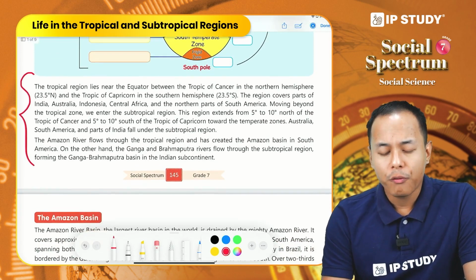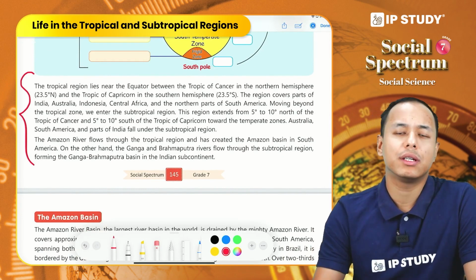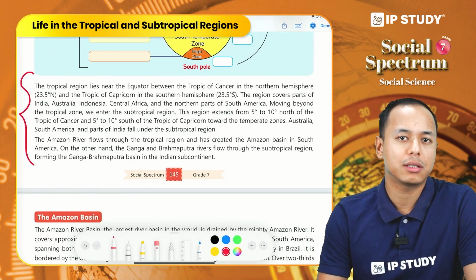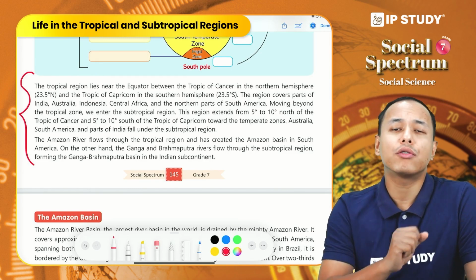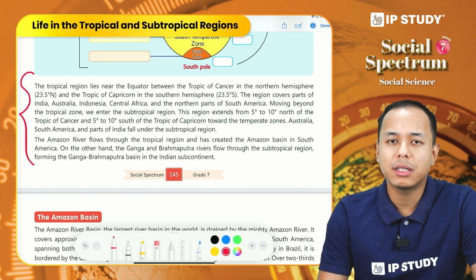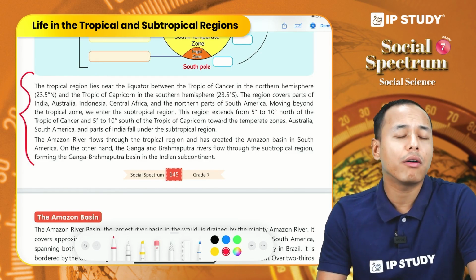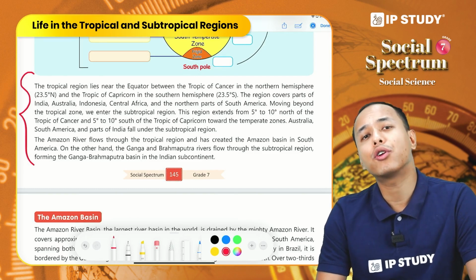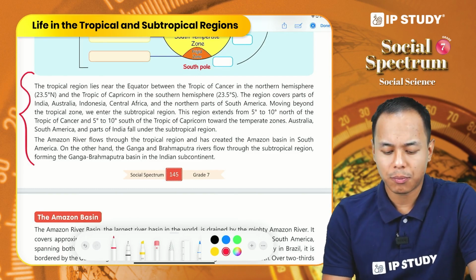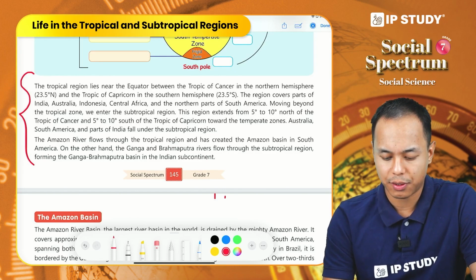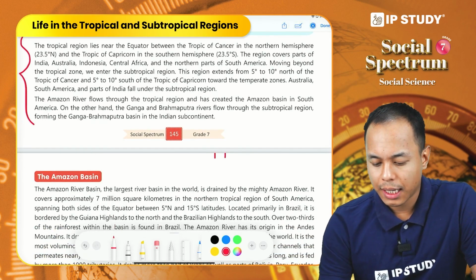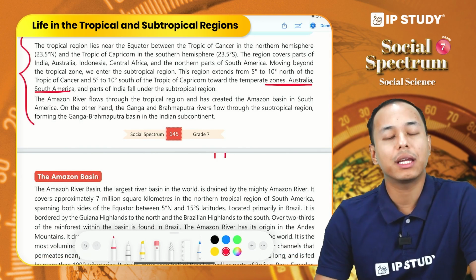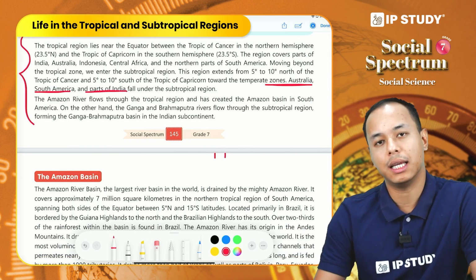Okay, so when we move beyond the tropical region, we find subtropical regions. When we move 5 to 10 degrees north of the Tropic of Cancer, it is the subtropical region, and when we move 5 or 10 degrees south of the Tropic of Capricorn, it is the subtropical region in the southern hemisphere. Subtropical regions include areas like Australia, South America and even parts of India.